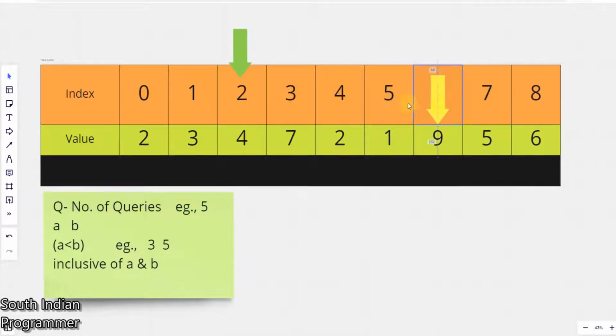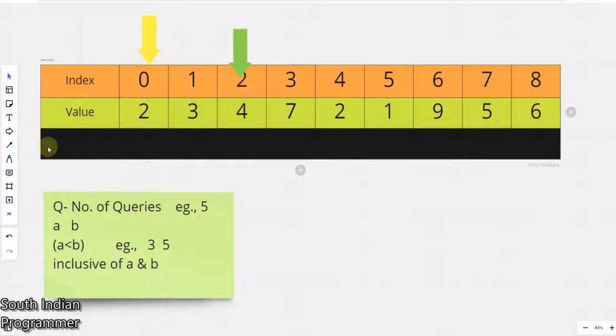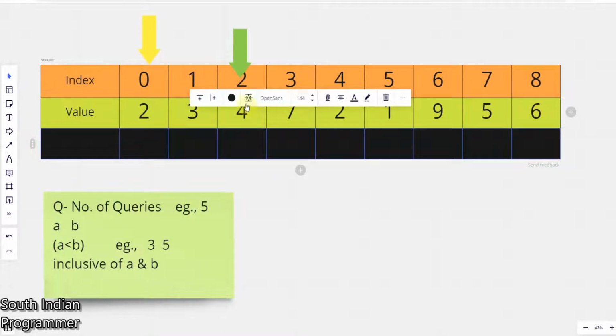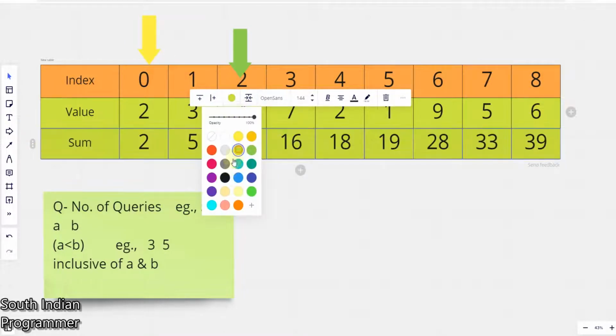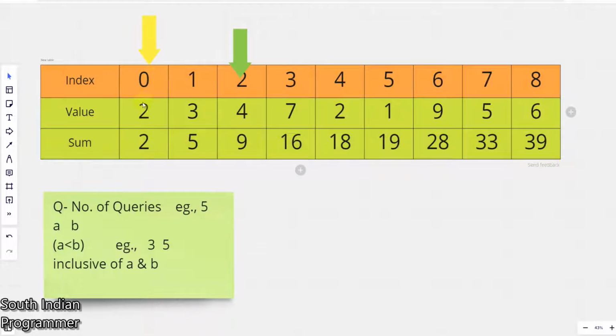So what I do is I declare one more array called sum, and the initial value I'll get directly from the previous one, so it will be 2. The next one, I'll add this number and this number, which means the previous sum value and the current value of the array, sum it up and store it here.